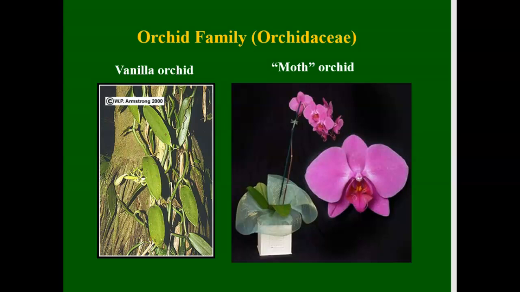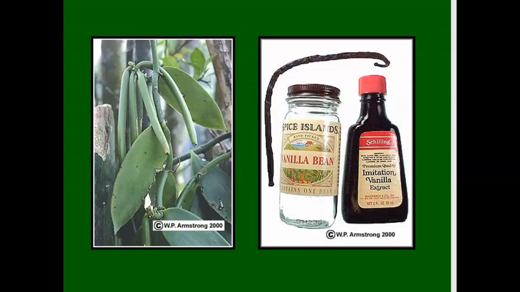There's a vanilla orchid over on the left, and there's a moth orchid, also called a Phalaenopsis orchid, that's sold lots of times as a pretty plant to have in your house or give away as a gift. The part of the vanilla orchid that's harvested is the pod. If you've ever bought vanilla, you can see it here. It's called a vanilla bean, and usually you get a jar with one vanilla bean in it.